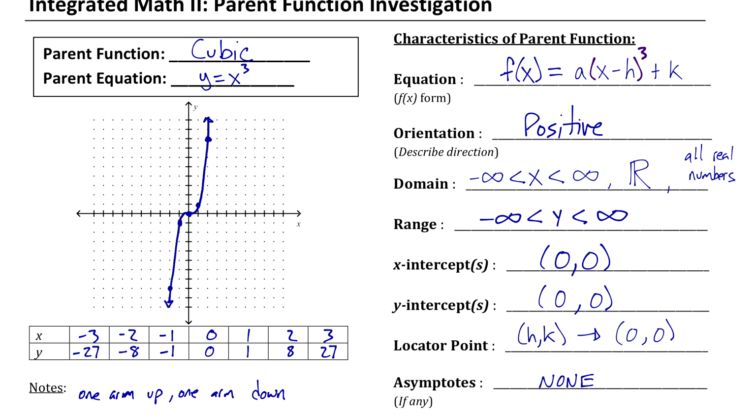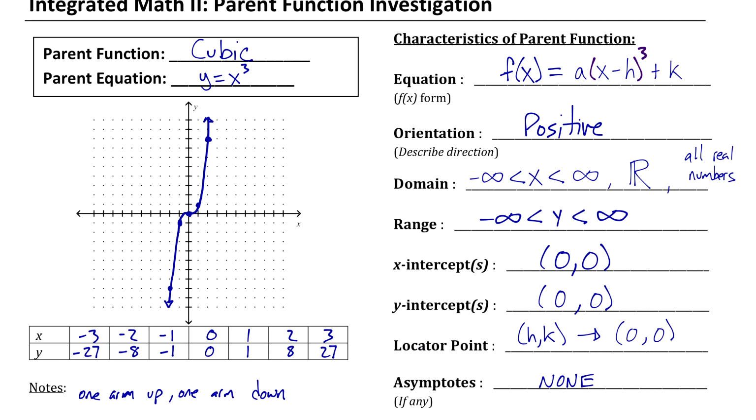So I've created this table of points to let you know, when I plug in a -3, it's going to give me a -27. I actually get negative numbers when I plug in a negative, unlike a quadratic, where it's always going to give you positive. So that's why we end up with a graph that keeps going down when we go in the negative direction.